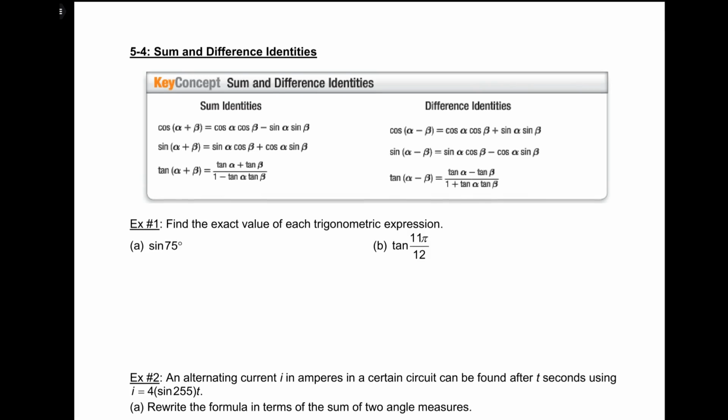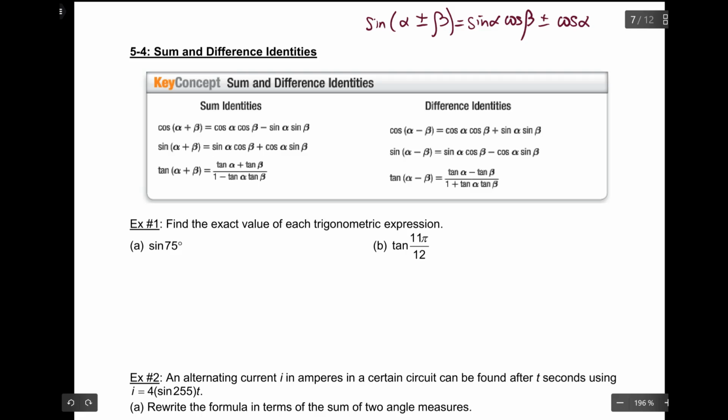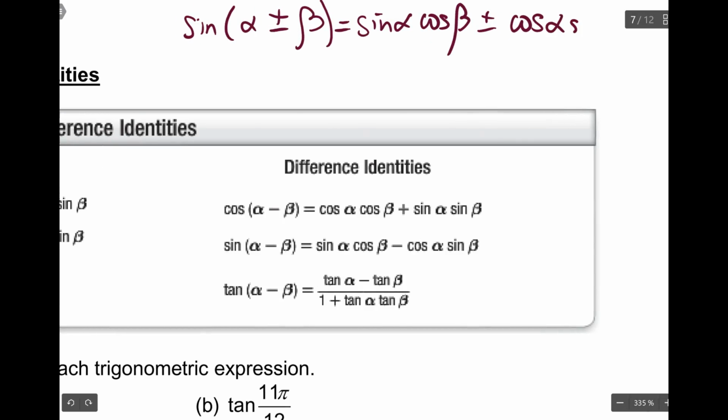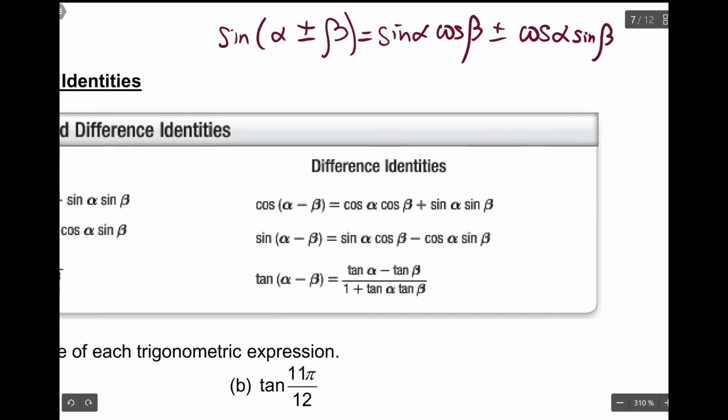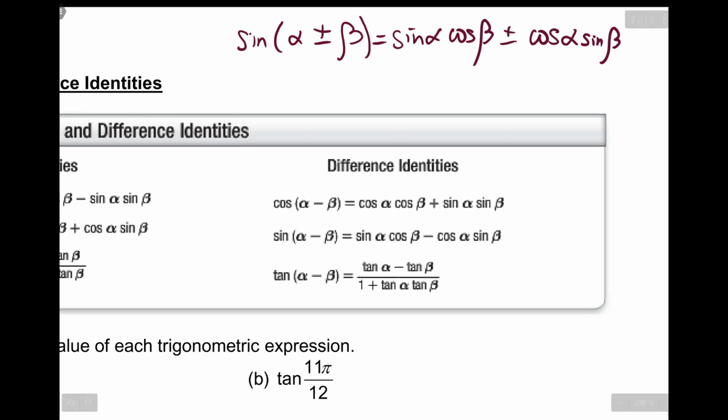One thing I want you to notice right off the bat is that sine of alpha plus or minus beta is equal to sine alpha cosine beta plus or minus cosine alpha sine beta. So if you have sine of alpha plus beta, you'll have sine alpha cosine beta plus cosine alpha sine beta, right? The pluses go together, the minuses go together. But you don't necessarily have to worry about that because I'm going to let you use the equation sheet.